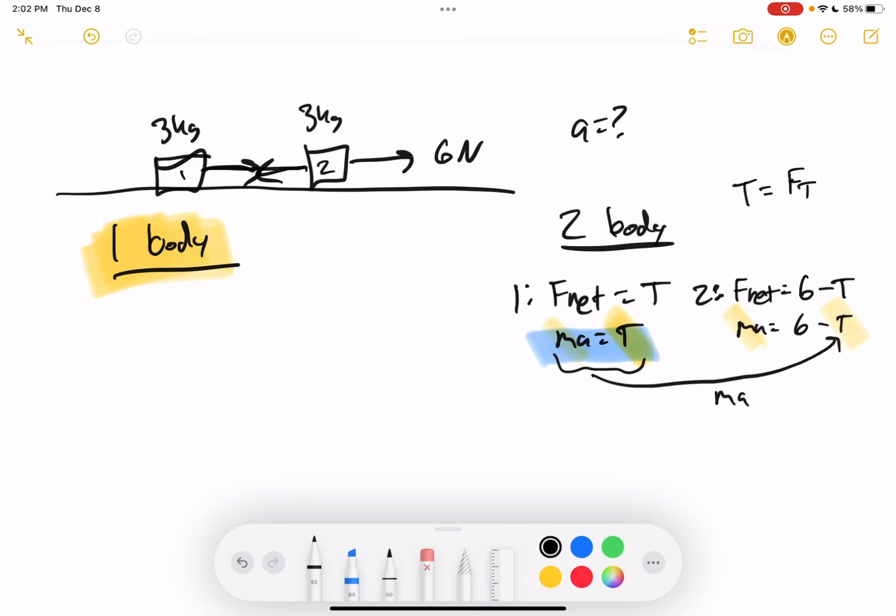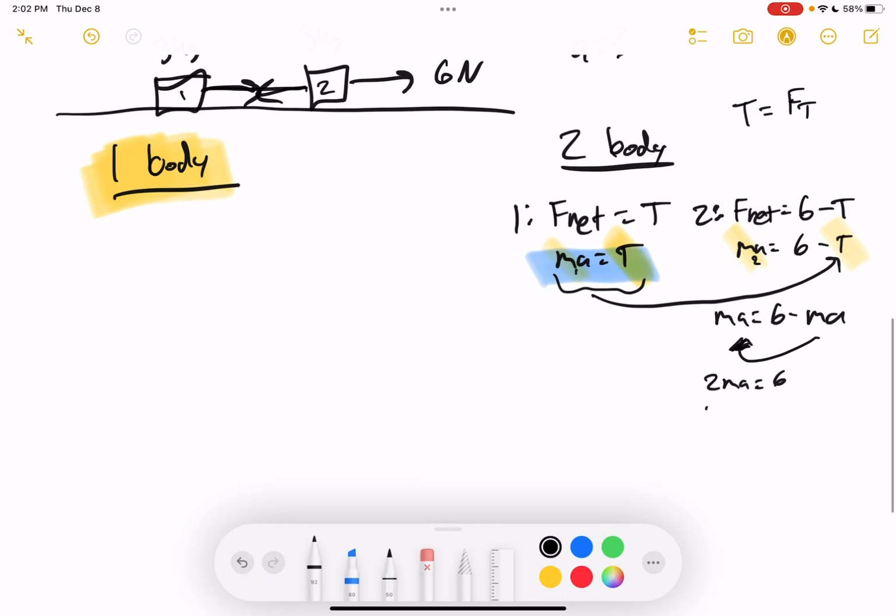So then I have Ma equals 6 minus Ma. Now these two m's are actually the same. If they were different m's, then I would probably need to label them M1, M2, but they're the same. And so then I just need to solve for a, so I will add this to the other side, Ma, so I have 2Ma equals 6, and then 2 times 3a equals 6, so 6a equals 6, so a equals 1 meters per second squared. And so that's how you set it up as two-body.